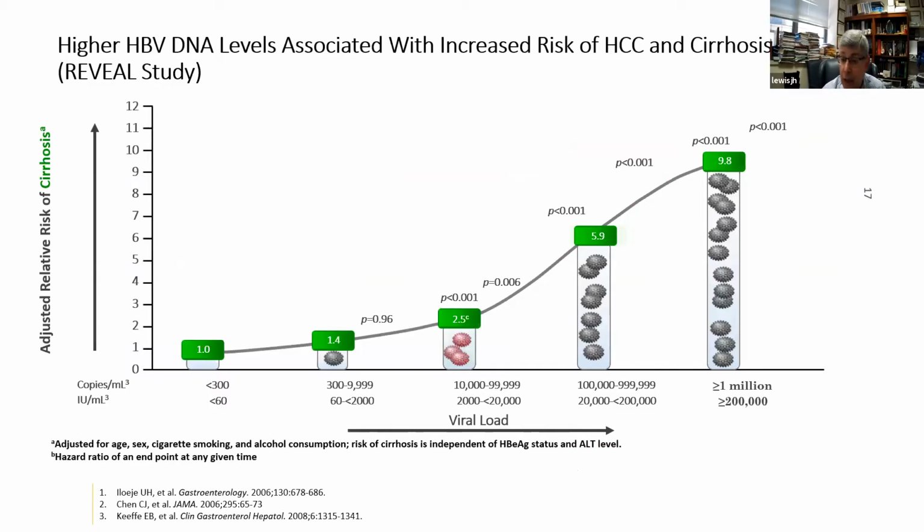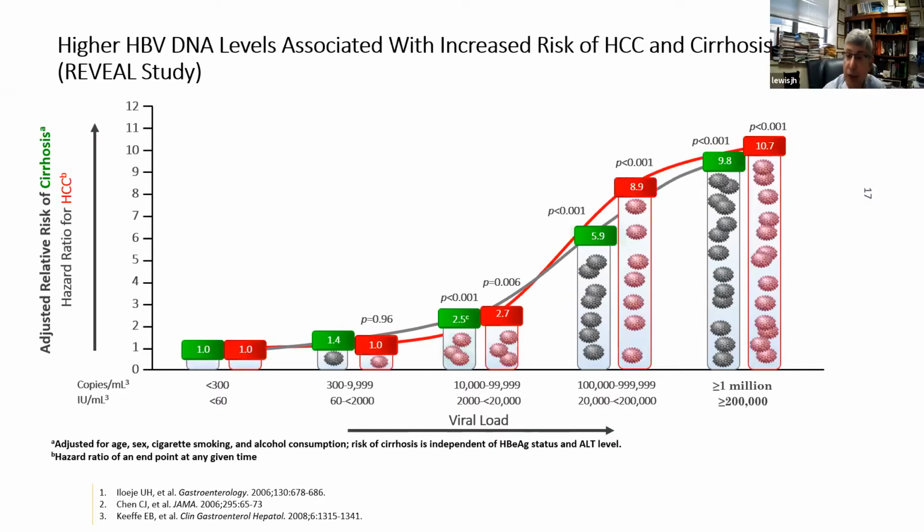This was a study done in Taiwan. It's called the REVEAL study. It'll never be repeated because they watched patients who had hepatitis B on no treatment. They didn't have any therapy at the time. And what this slide showed is that both the development of cirrhosis in green and the development of hepatocellular carcinoma in red is directly related to the height of the viral load.